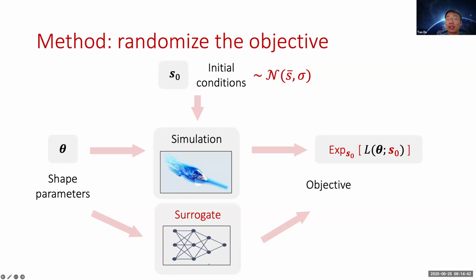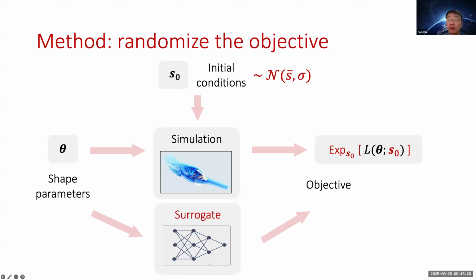And our proposed modification to this canonical pipeline is that we assign a probability distribution to characterize the randomness in the initial condition. So S0, the initial condition, is no longer fixed, but we presume it obeys a certain distribution, and we use Gaussian as an example. And accordingly, the optimization objective is no longer deterministic, but also randomized. And we optimize the expectation of this objective, which smooths out the objective landscape as shown in the previous slides.